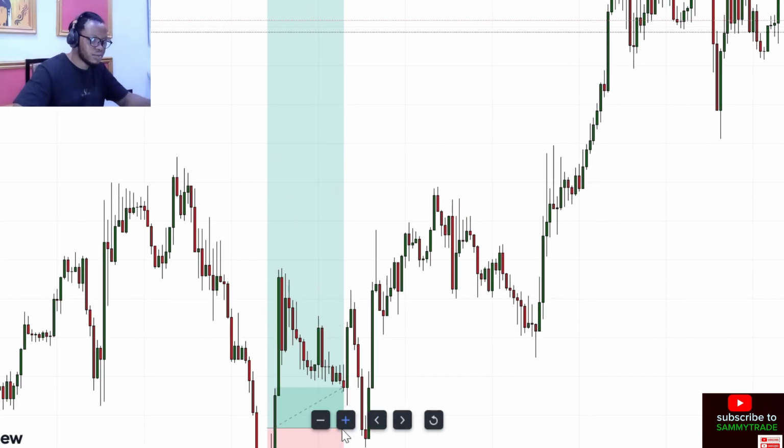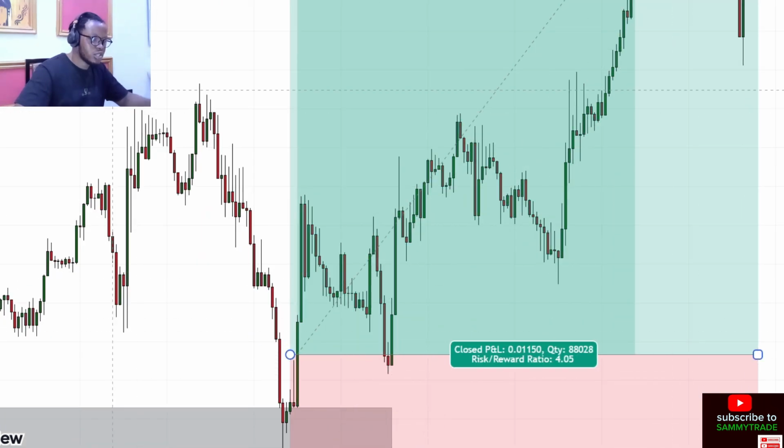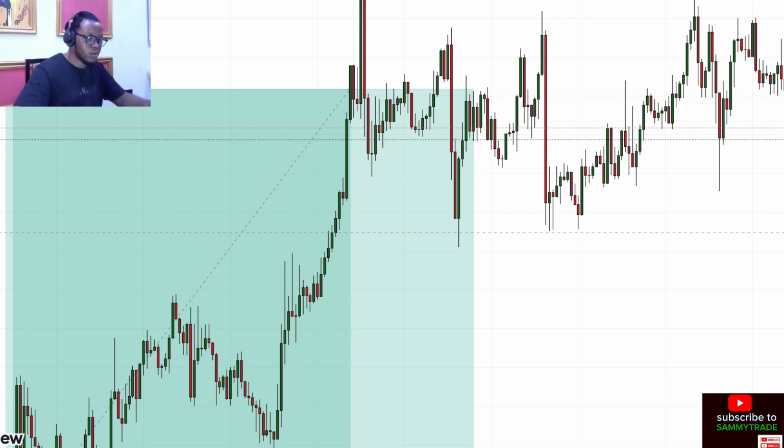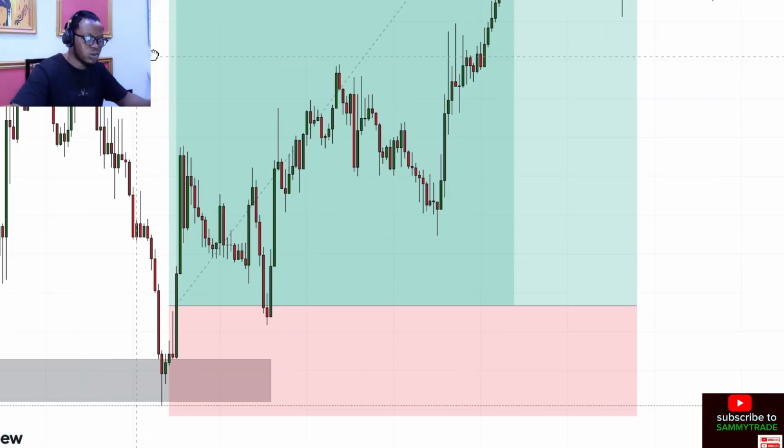As you can see, a beautiful trade played out perfectly well. So this is how you trade your order block. As simple as this. Now I'm going to show you guys another example of how you take trade.